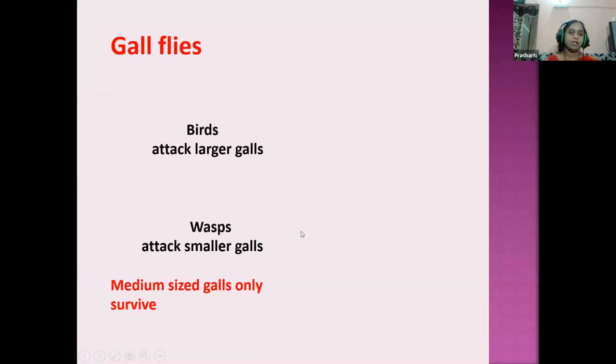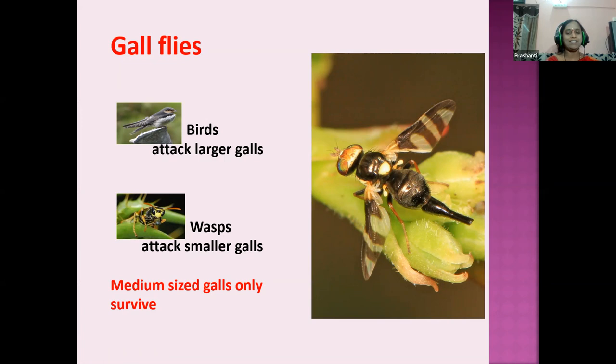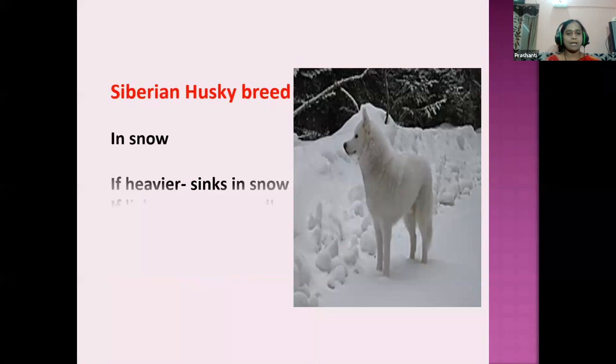Next, take gall flies. When the galls are larger, they are eaten by the birds, and if they are smaller, they are eaten by the wasps. So they have adapted to make their size medium. So only the medium sized galls survive, and both the extremes, large size and small size, are eliminated.